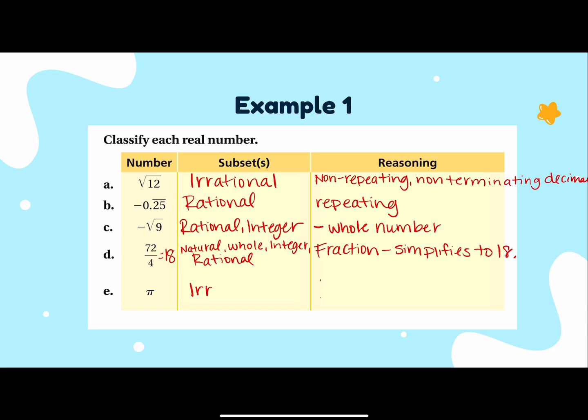Pi, this one's easy peasy every time, irrational. Why? Because it's a non-repeating, non-terminating decimal, okay? Pi is irrational. Always.